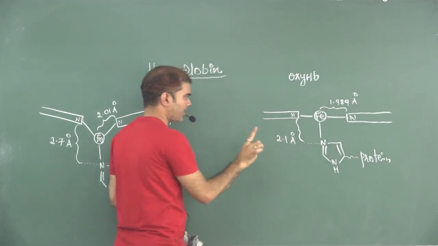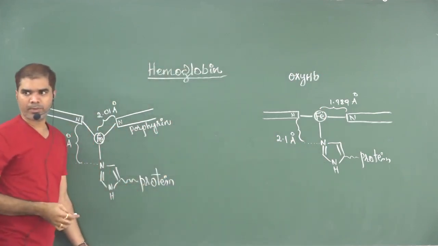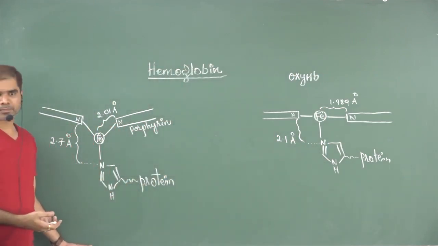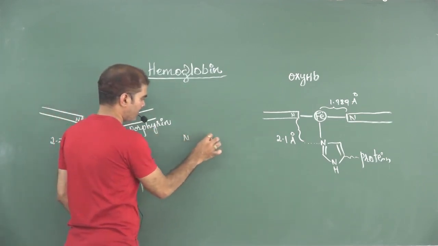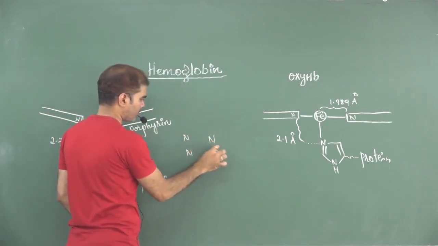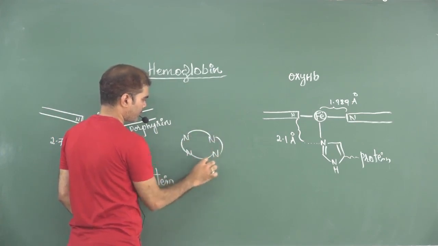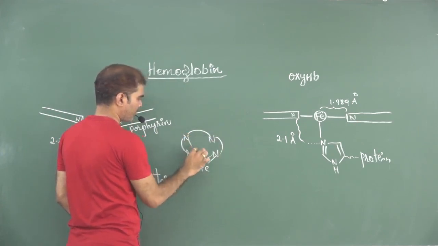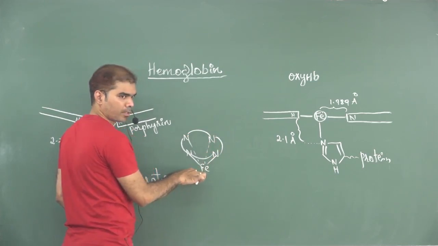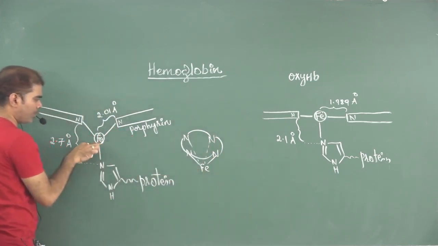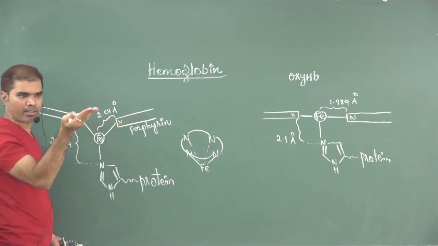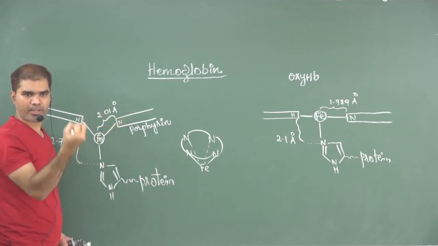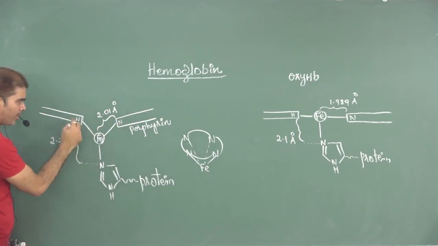You can draw this later, but you just compare both. What difference do you find? Yesterday we have drawn it in a different way, right? Iron is outside the plane of porphyrin, and that porphyrin is not in plane. It is just like a puckered one. It is pulled. This iron is pulling it.